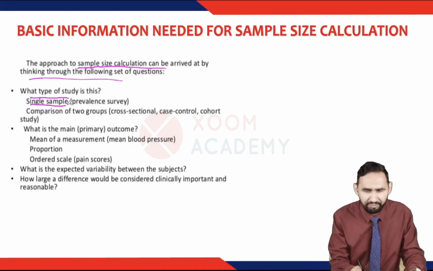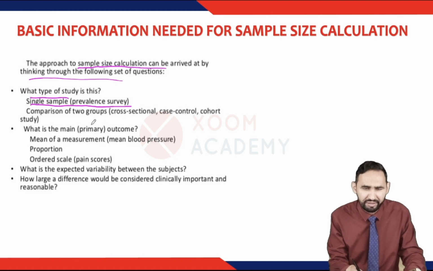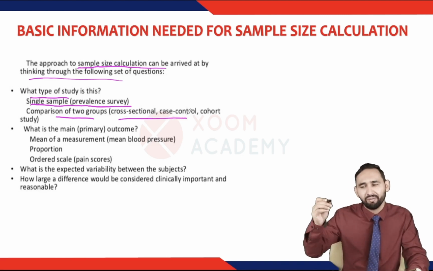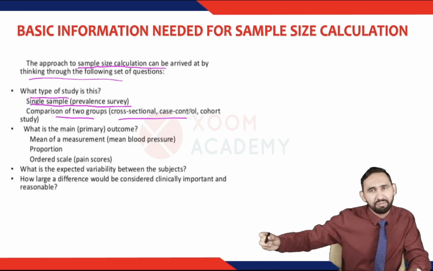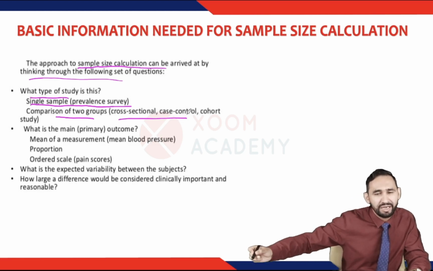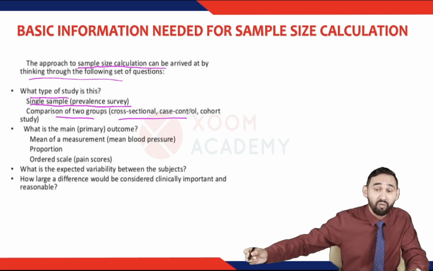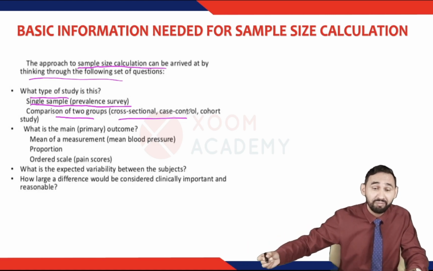Single sample: if this is a prevalence survey, we need a single sample. Comparative: if the study is comparative, we need two samples, like in a cross sectional or case control study. In a case control study, one sample is taken from cases and the other sample is taken from controls. So we need a set of samples. In a cohort study, one sample is taken from the exposed and the other sample is taken from the non-exposed.